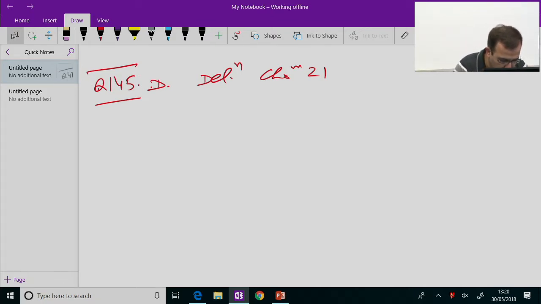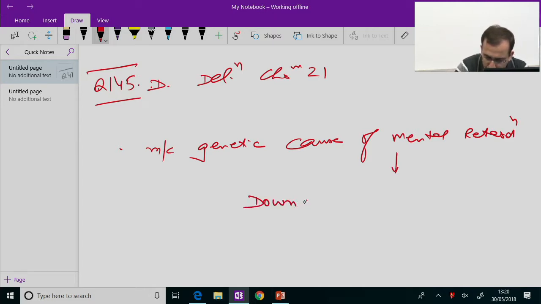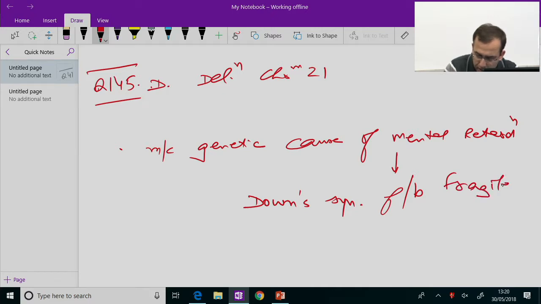And the most common cause, so firstly, let us add 2 points here. Most common genetic cause of mental retardation is Down syndrome. This is asked. It is Down syndrome, followed by, that is the second most common genetic cause of mental retardation, Fragile X syndrome.